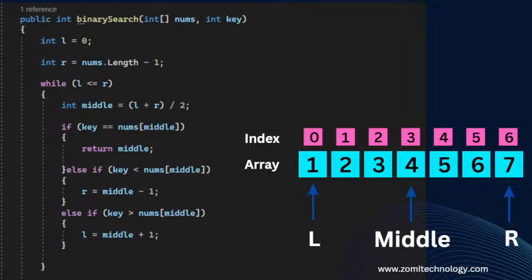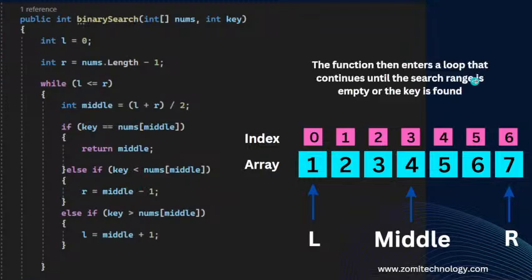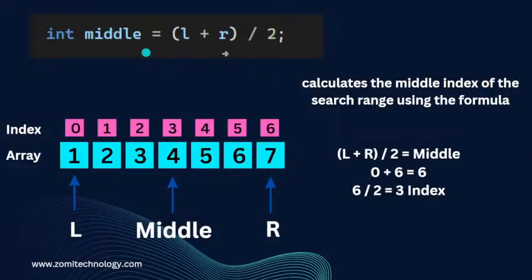We have the binary search function algorithm in C#. The function then enters a loop that continues until the search range is empty or the key is found. In this code, we have a while loop. While loop means until we satisfy this condition, L is less than or equal to R, this block of code will be running. In each iteration of the loop, the function calculates the middle index of the search range using the formula (L + R) / 2. In this case, we are adding the leftmost index and the rightmost index and dividing by 2. So we get the middle index.